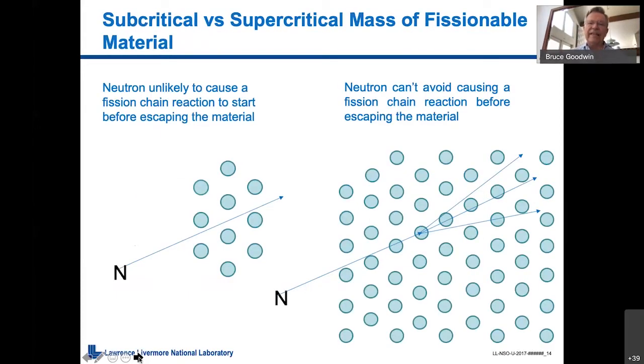So sort of looking at that in a cartoon format here, the little blue balls are supposed to be atoms. The neutron is that arrow. If you don't have enough atoms, you don't have a critical or a supercritical mass of material, the neutrons will escape before they cause a fission chain reaction. But if you get a lot of those atoms clustered together in a supercritical or a critical mass, the neutron can't avoid hitting and causing a fission chain reaction before it escapes from the material. Next view graph.